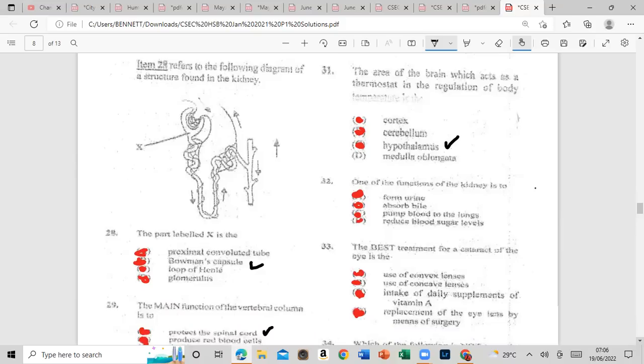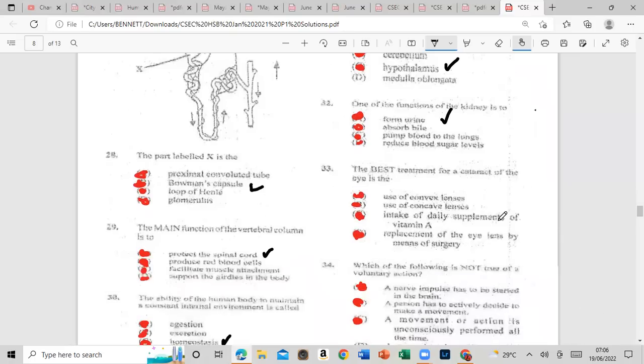The function of the kidney is to form urine. I'm just going to have to try to read as best as possible.